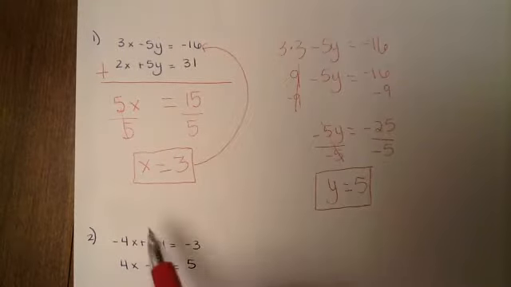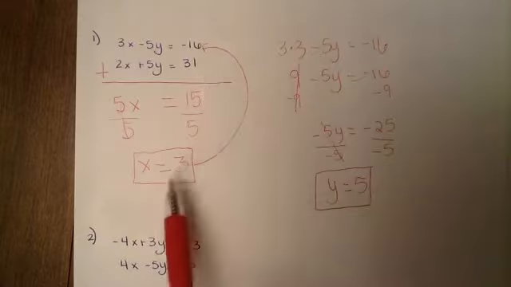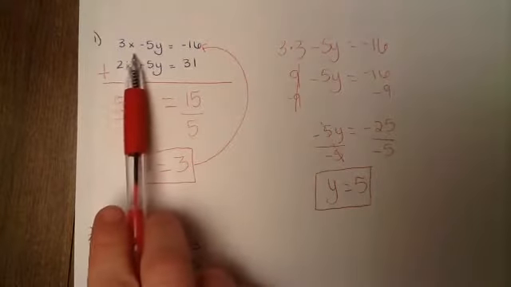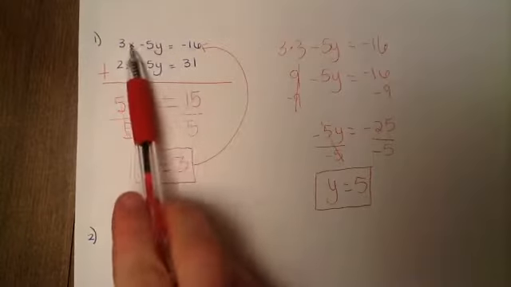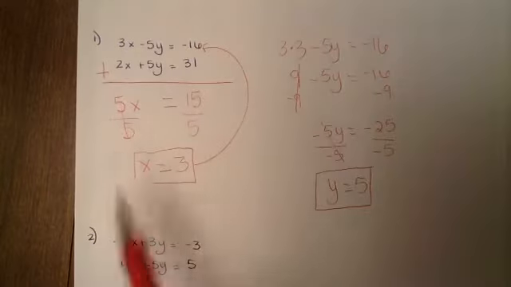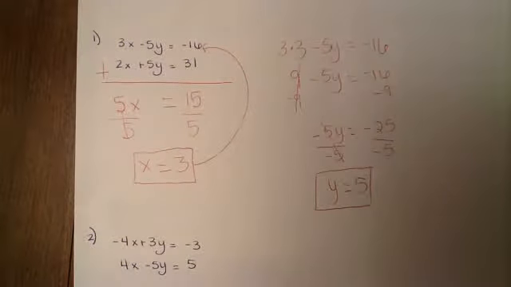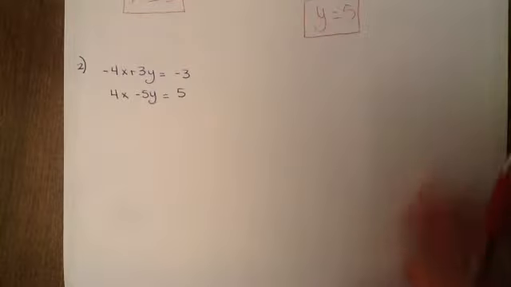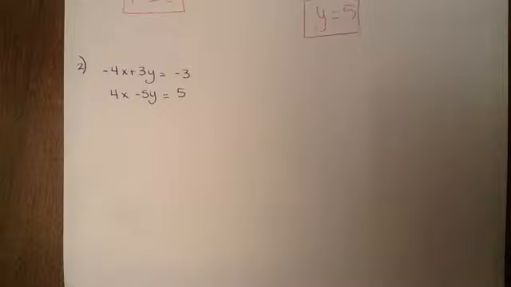So the solution to this system of equations is x is 3, y is 5. If you were to plug x is 3, y is 5 back in, it would work here. Nice job. Try this next one on your own. Find opposites, add down, and solve for the variable. Then plug it back in to find the second one.